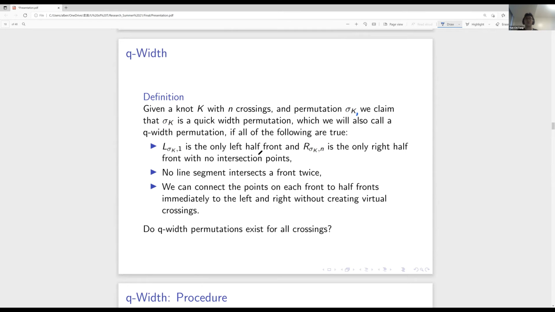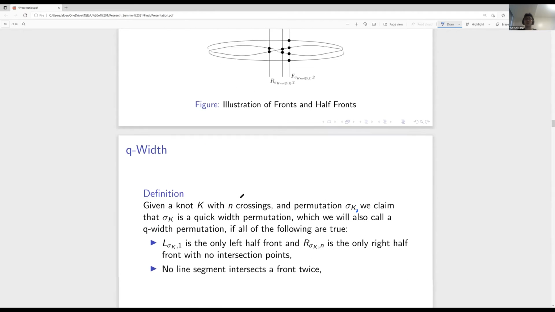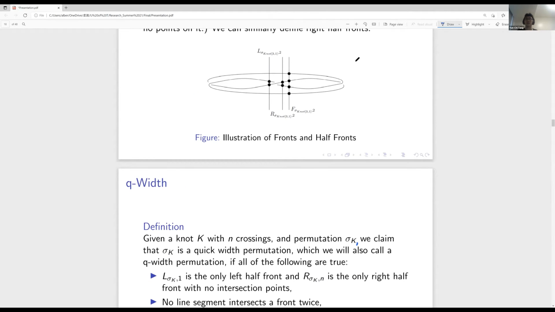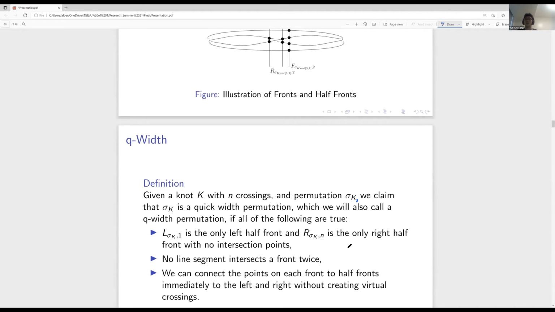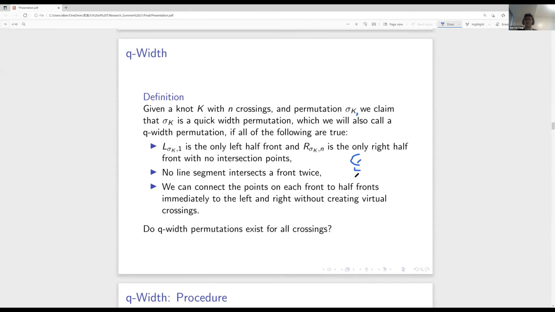Permutation to be a quick width permutation if the following are true. Before I read out the definition, in essence, it will get rid of all the problems that I was mentioning. So first, I want to have only the first and last crossing to have empty left half fronts and empty right half fronts respectively. What this means is that, for example, I'm not going to have the fourth crossing of, let's say, a 6 crossing knot looking something like this. This is not allowed, and neither is this.